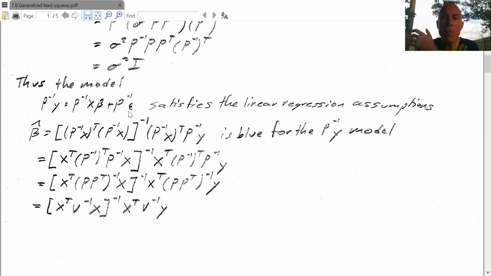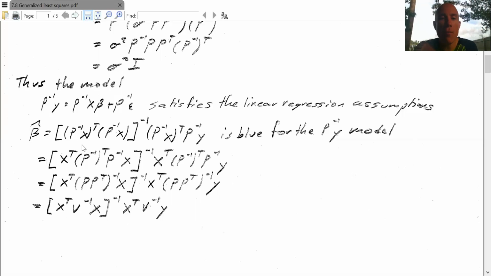All right, so I'm just going to take them and put them in the places of each of the terms in regular ordinary regression. Remember, it's X transpose X, then inverse. So I take this, I put it in there, inverse. And then we have X transpose Y. So here I put P inverse X transpose, and then instead of Y, I have P inverse Y. All right, so we know that this is going to be BLUE for this P inverse Y model.